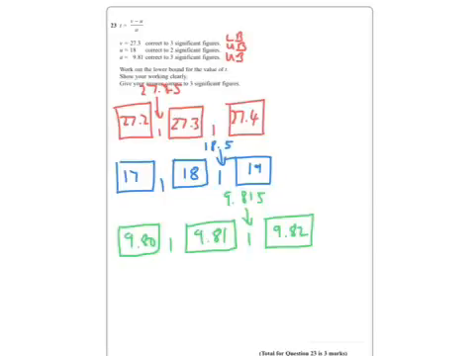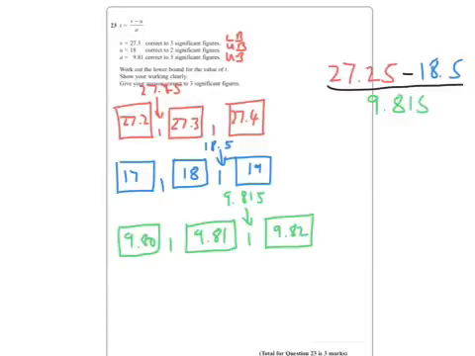So I'm going to get 27.25 minus 18.5, all divided by 9.815. So you want the bounds before you do any calculations, and you stick that all in your calculator.